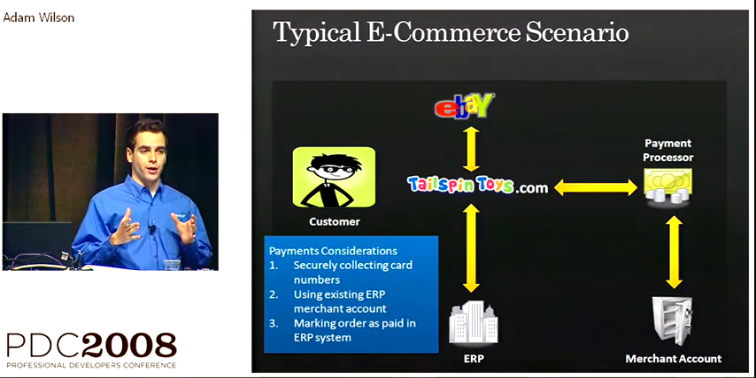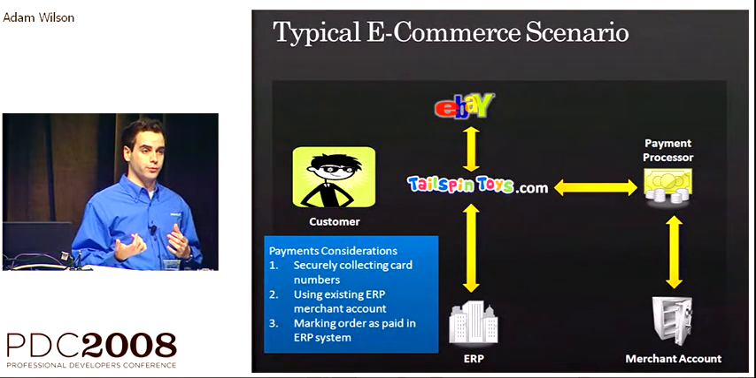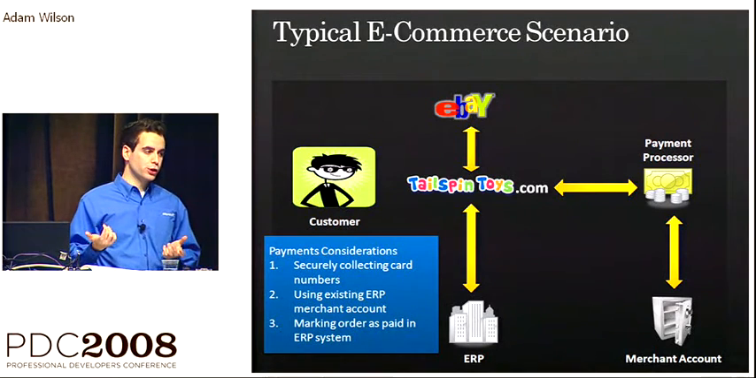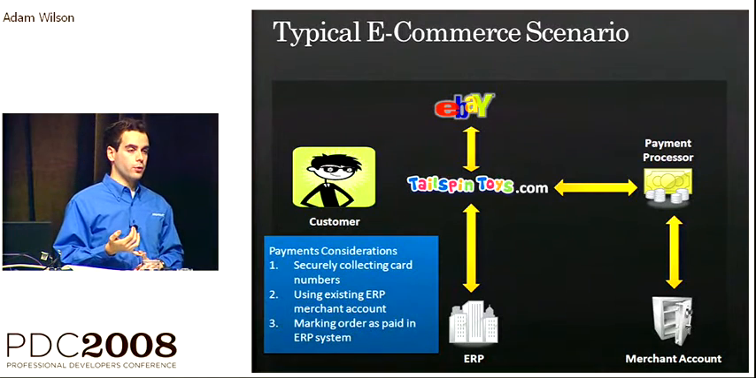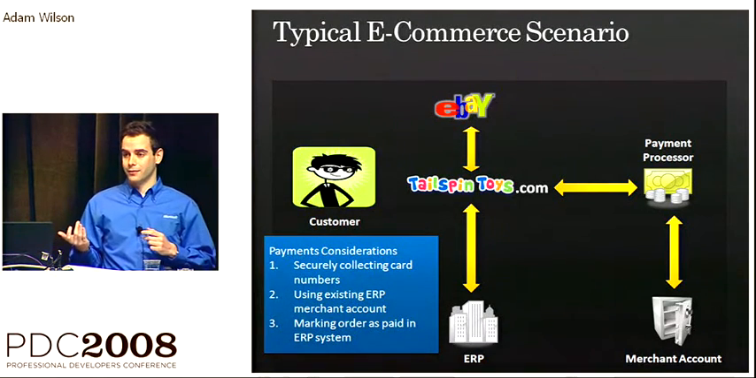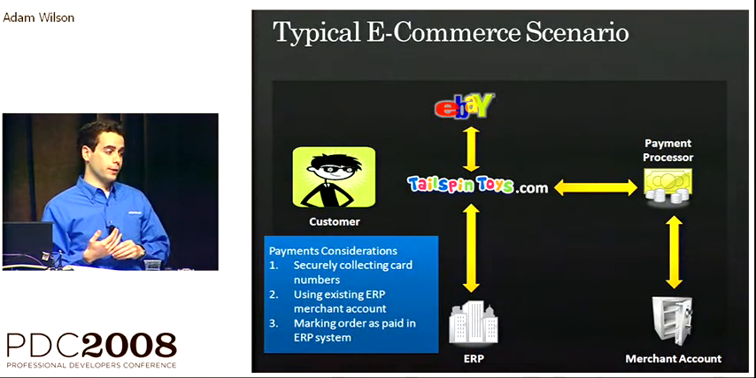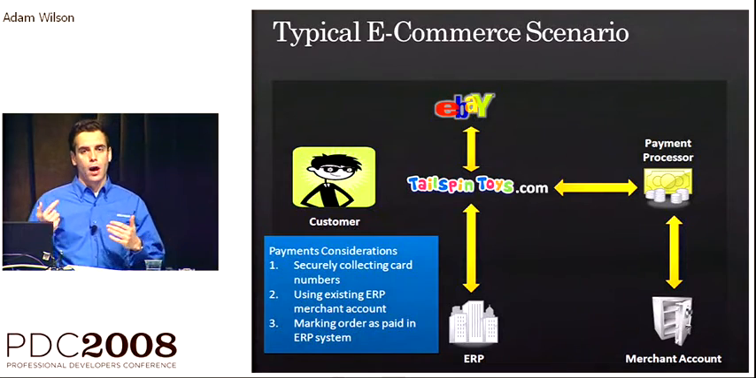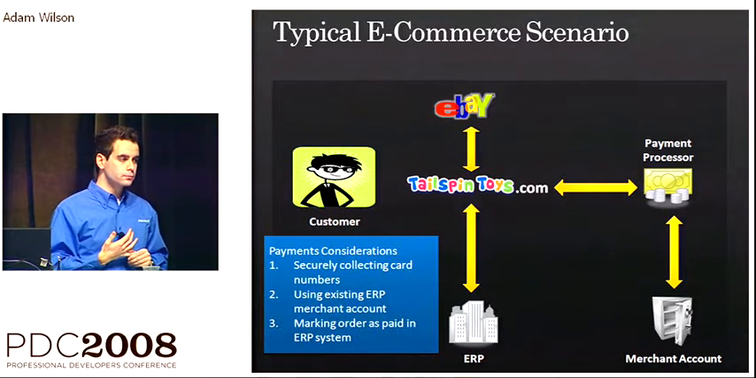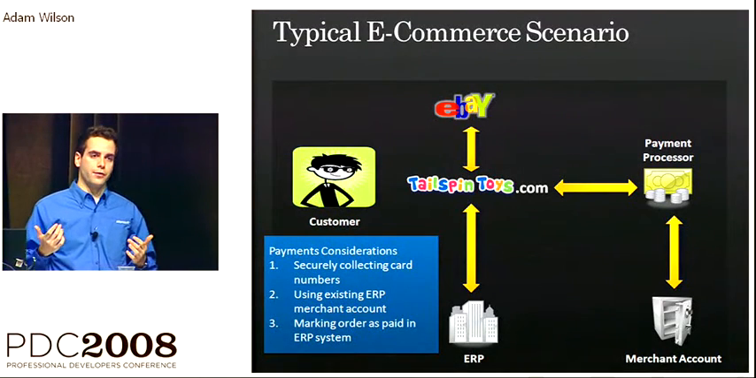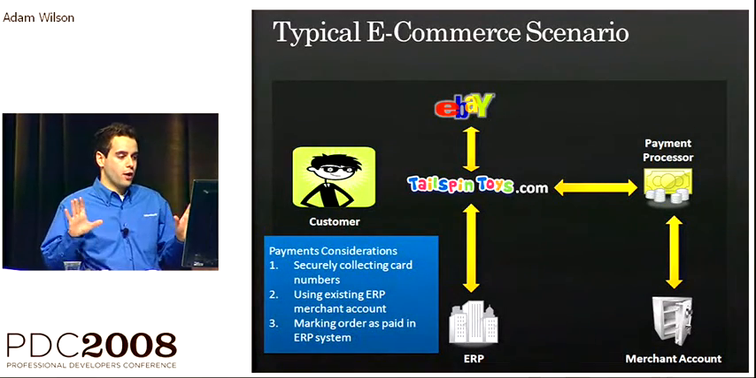As part of the checkout process, ultimately we need to collect a credit card number or some other payment instrument from the customer. If I'm building a solution, I need to think about how I securely collect that credit card number. How do I authorize that, probably using the same merchant account the company is using in their ERP system? And third, how do I create an order and reflect that status as paid in the ERP system as well? There are a number of security concerns around this, and many people who build e-commerce solutions would rather just not deal with this.